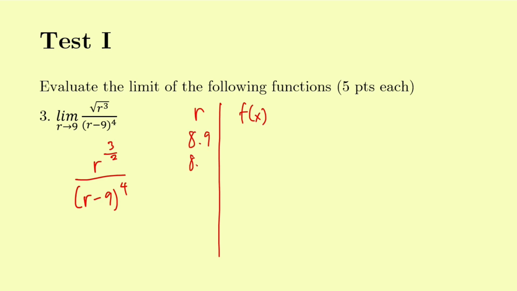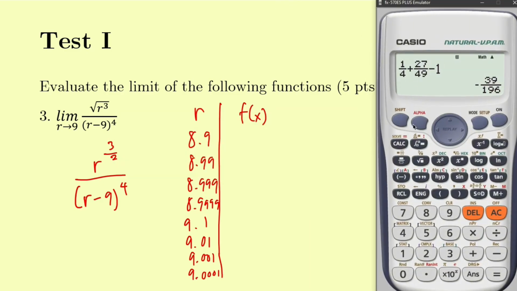Okay. 8.9, 8.99, 8.999, 8.9999, 9.0, 9.1, 9.01, 9.001, 9.0001. Find the value of f of x using calculator. Square root of walang r, so let's use x raised to 3 all over x minus 9 raised to 4.